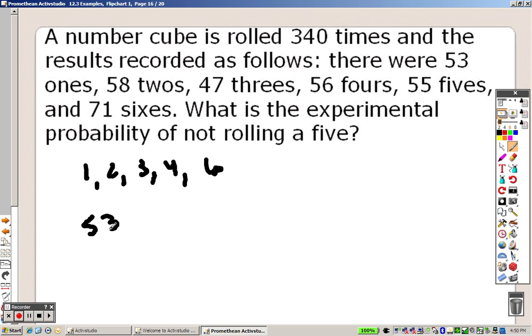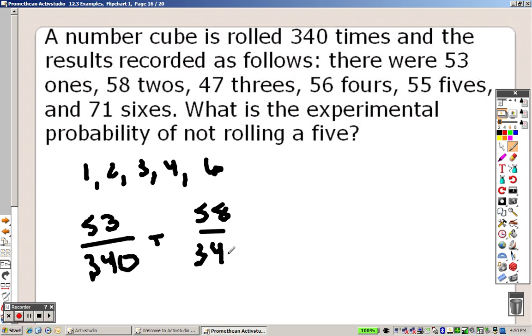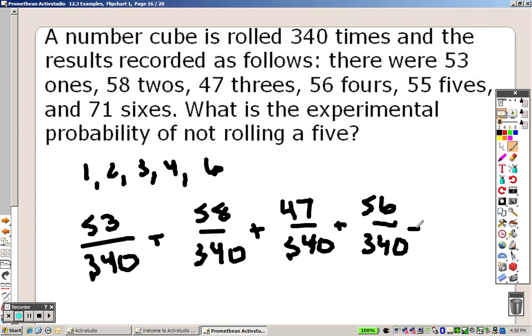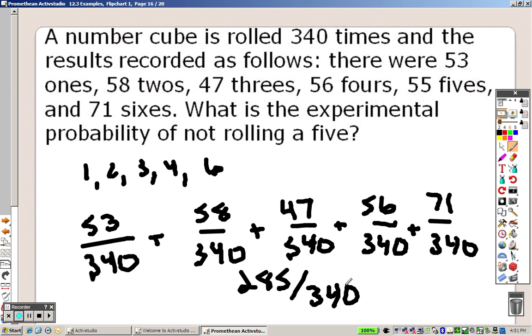So I rolled a 1 53 times out of 340. I rolled a 2 58 times out of 340. I rolled a 3 47 times out of 340. I rolled a 4 56 times out of 340. And I rolled a 6 71 times out of 340. So I just want to add them all together, and I end up getting 285 over 340. I can simplify that to 57 over 68.